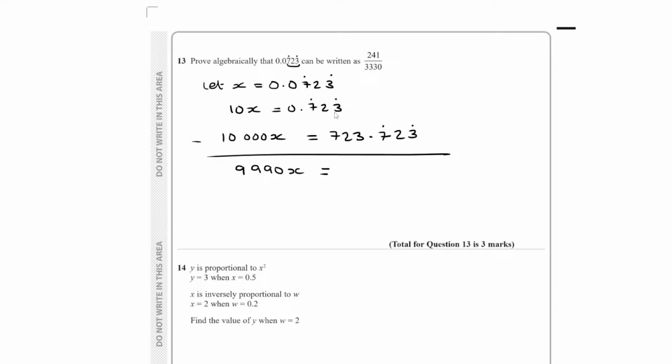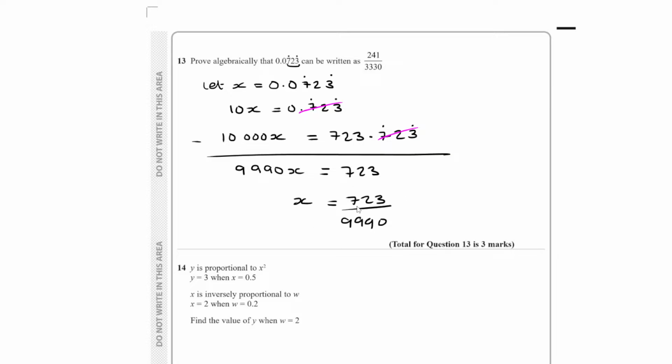And then do you see how on the other side, 723.723 recurring minus 0.723 recurring. See how that's going to cancel out the decimal. That's the whole point. We want to cancel out the decimal. So I end up with just 723 minus 0, which is just 723. Obviously, then I want to solve that for x, so we're going to divide across by the 9,000.